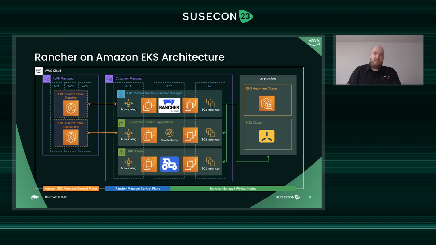And then on the right side, we have on-premises. So it could be connected via VPN or Direct Connect or something. And in this example, you have an EKS Anywhere cluster running there, and you have a K3s cluster there, also managed by Rancher on AWS. So it's the same tool, it's the same way. There's no need to have a separate solution or any individual kind of management.